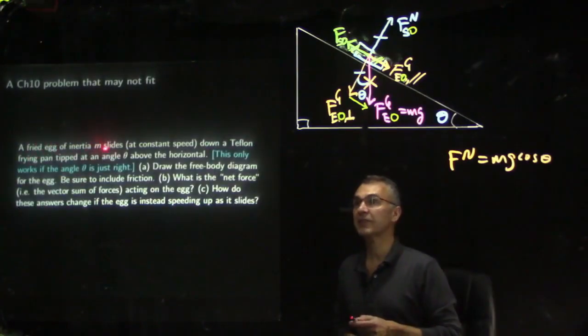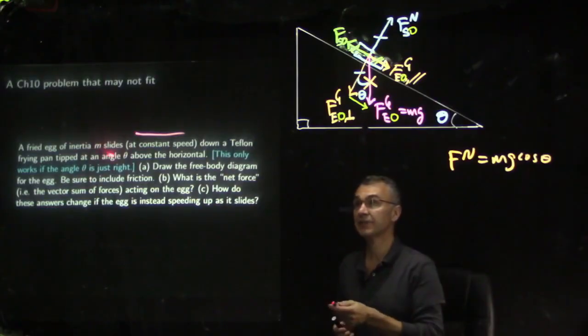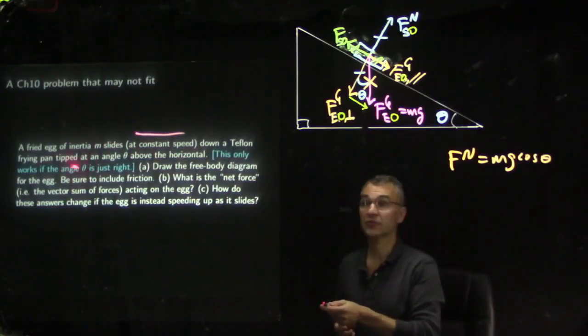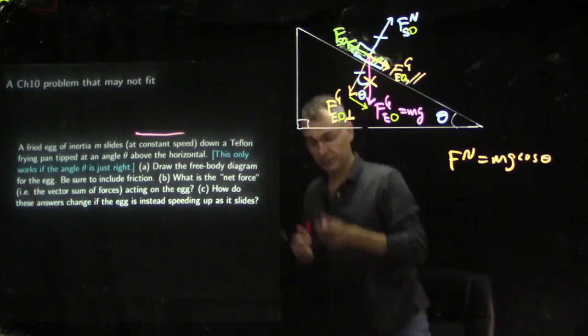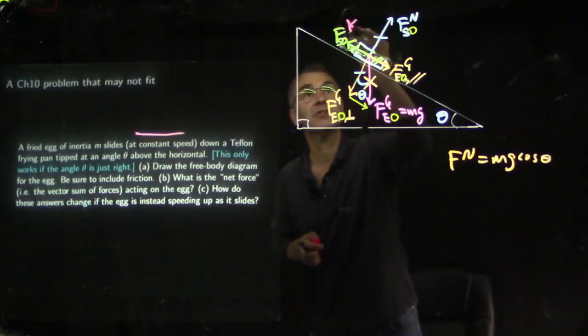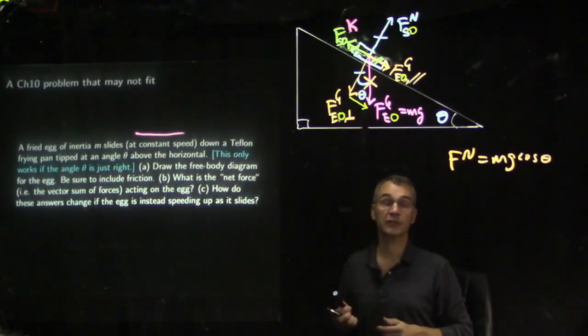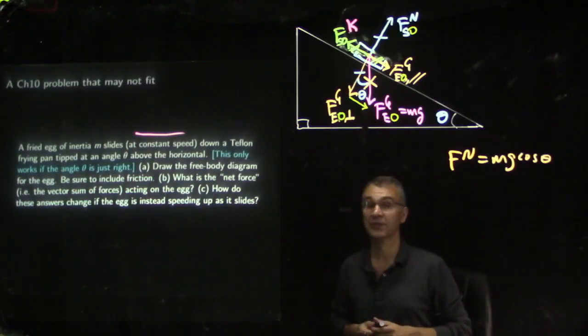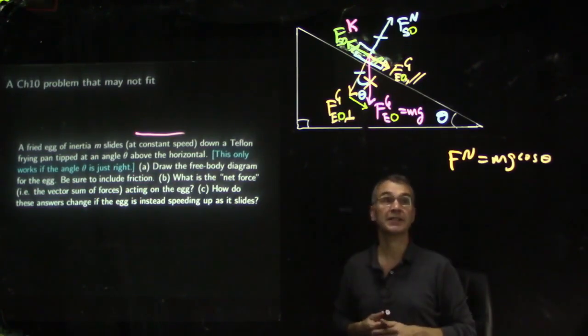A fried egg of mass m slides at constant speed down a Teflon frying pan tipped at an angle theta above the horizontal. By the way, this only works if the angle theta is just right. Draw the free body diagram for the egg. Well, it so happens that we already have it, except that we have to call this kinetic friction. What is the vector sum of forces acting on the egg? Well, it must be 0. All the forces acting on the egg balance because the velocity is constant, so the acceleration is 0. So that is the free body diagram.